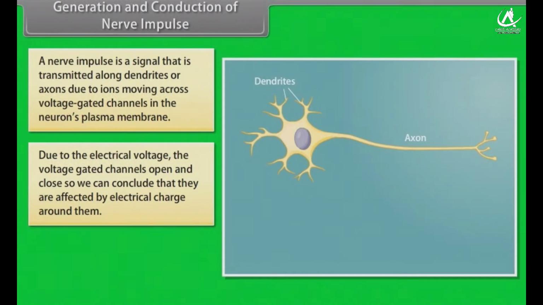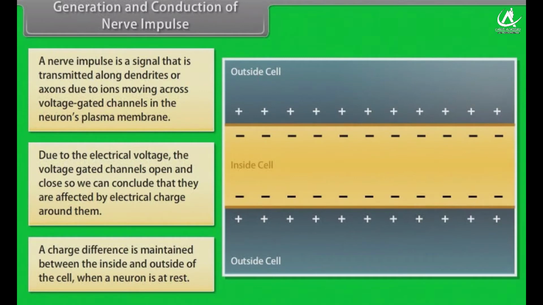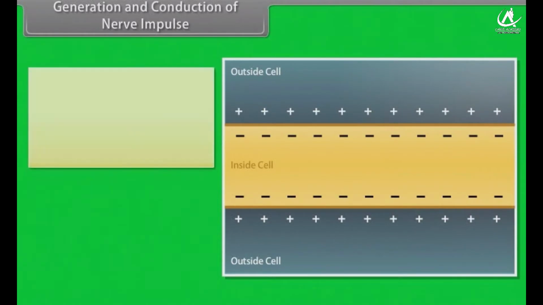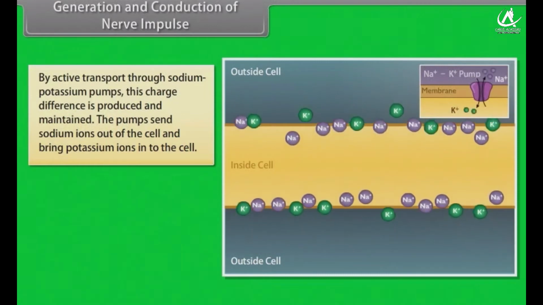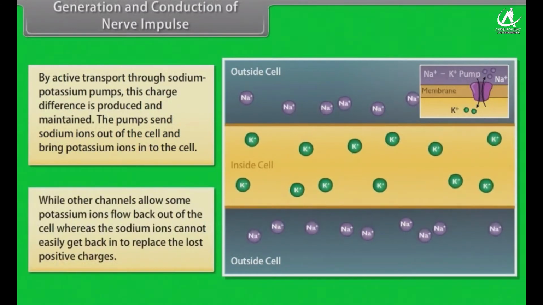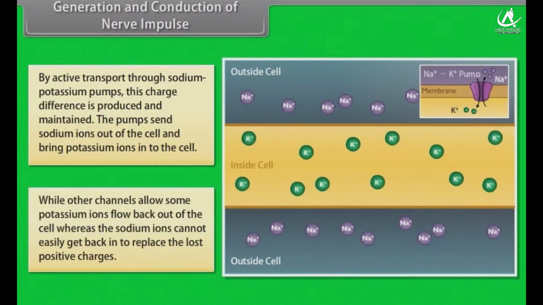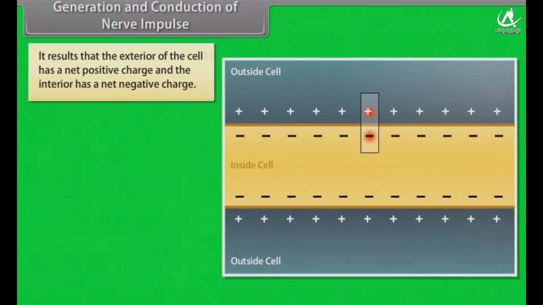electrical charge around them. A charge difference is maintained between the inside and outside of the cell when a neuron is at rest. By active transport through sodium-potassium pumps, this charge difference is produced and maintained. The pumps send sodium ions out of the cell and bring potassium ions into the cell, while other channels allow some potassium ions to flow back out of the cell, whereas the sodium ions cannot easily get back in to replace the lost positive charges. It results in the exterior of the cell having a net positive charge and the interior having a net negative charge.